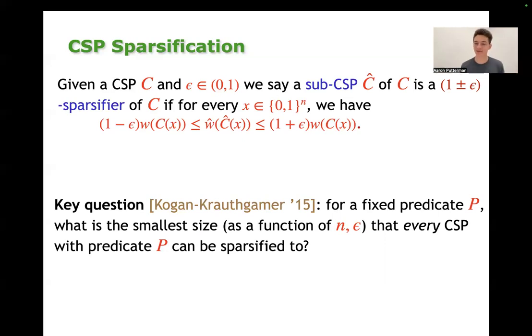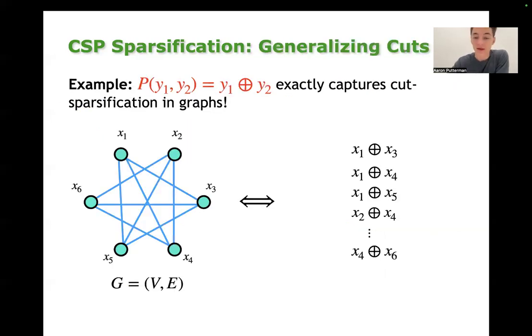As an example of what a CSP sparsification problem might look like, I'll start off by showing you that cut sparsification can be viewed as a CSP sparsification problem. Specifically, my claim is that if you just consider the problem of 2-XOR CSP sparsification, that's to say CSP sparsification where your predicate P is just the XOR between two variables, this exactly captures cut sparsification in graphs. To see why, we can start by envisioning a graph here on the left, which I've denoted by G. It's the same graph that we saw before.